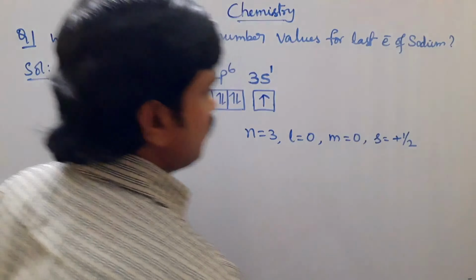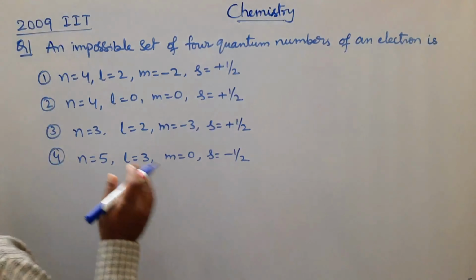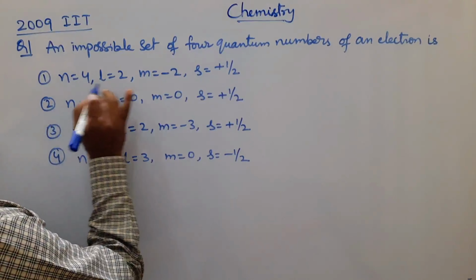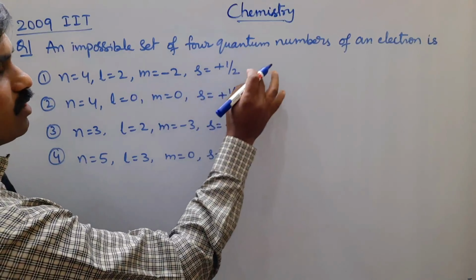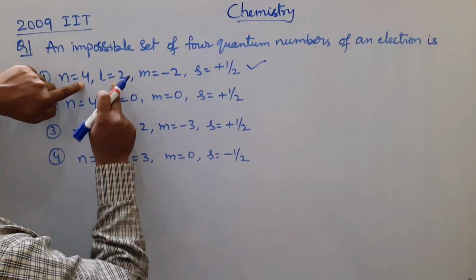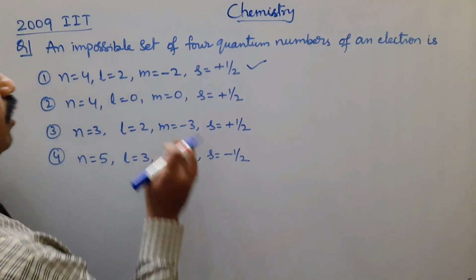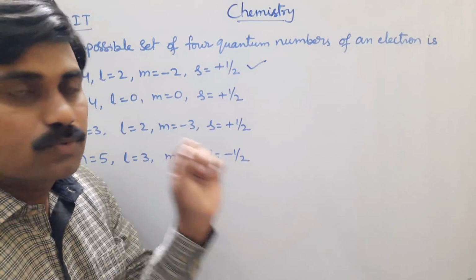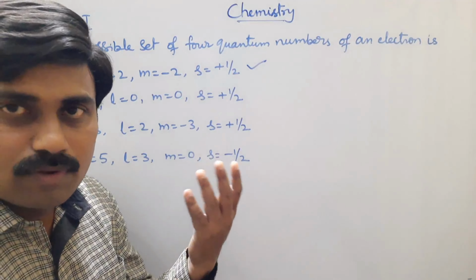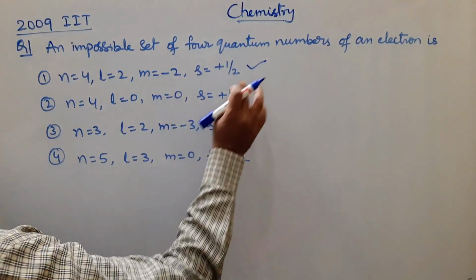Look at the next IIT question. An impossible set of four quantum numbers of an electron is. Actually, out of four options, one option will be wrong, so we have to identify the wrong statement. Principal quantum number n value 4, L value 2, magnetic quantum number m value minus 2 and spin is plus half. This set is correct. Why? Because n value is 4, L value should be 0, 1, 2, 3 only. If L value is 2, m has 5 values: minus 2, minus 1, 0, plus 1 and plus 2. And spin quantum number is either plus half or minus half. So this is the correct set.